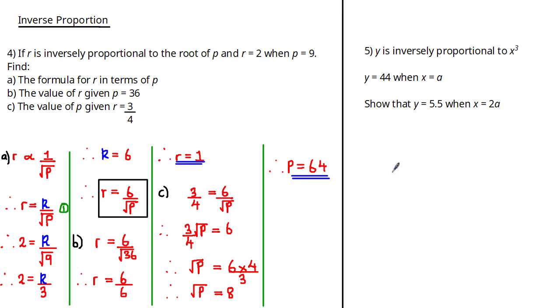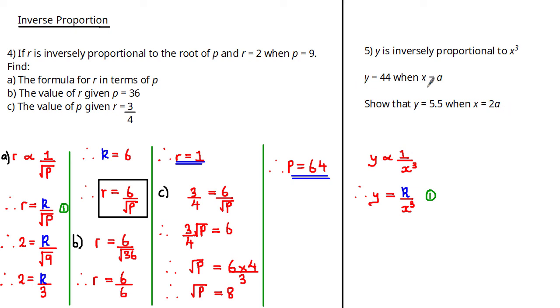Welcome back, guys. So as we're told that y is inversely proportional to x cubed, therefore we can write y is proportional to 1 over x cubed, and therefore we can say that y is equal to k over x cubed, where k is a constant of proportionality, and we can call this equation 1. Now we're told that y is equal to 44 when x is equal to a, and we've been asked to show that y is equal to 5.5 when x is equal to 2a.